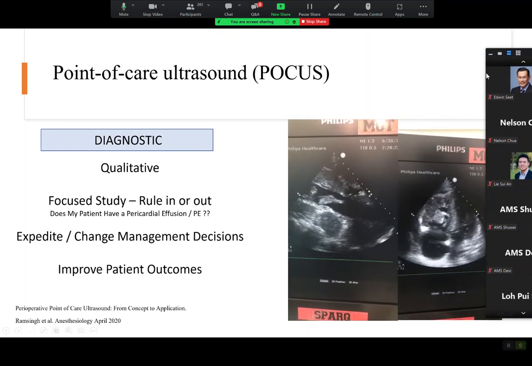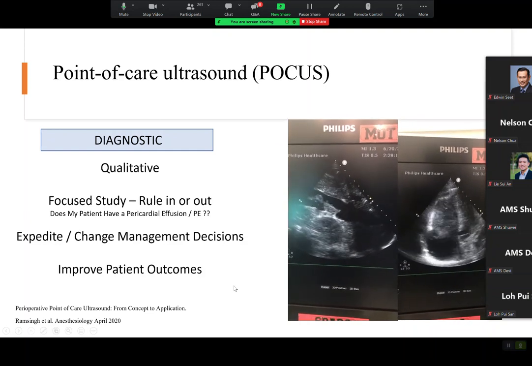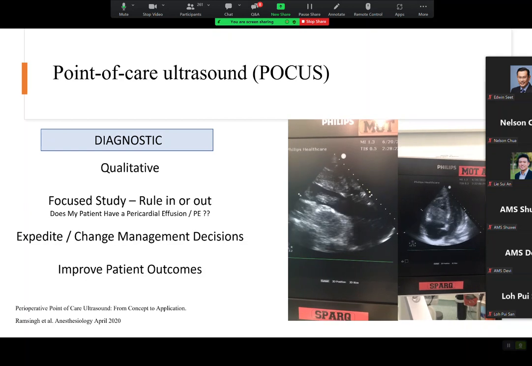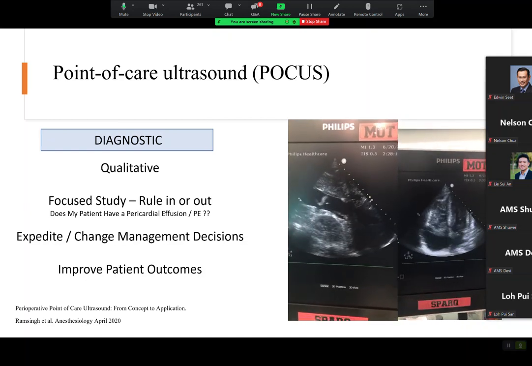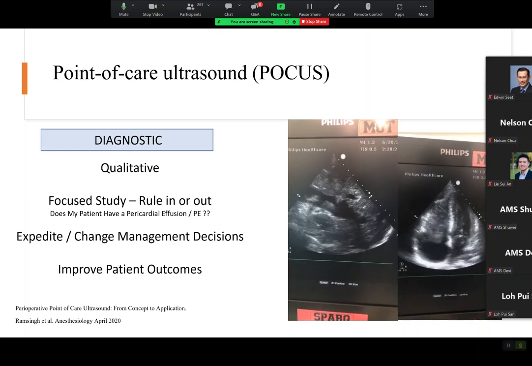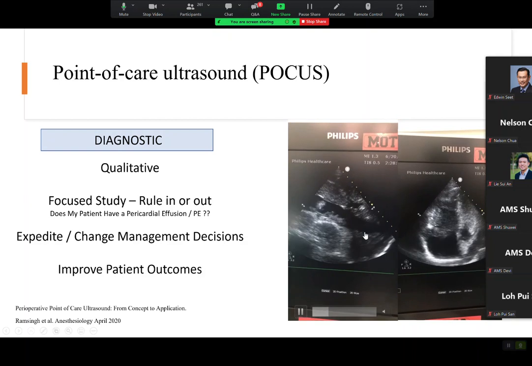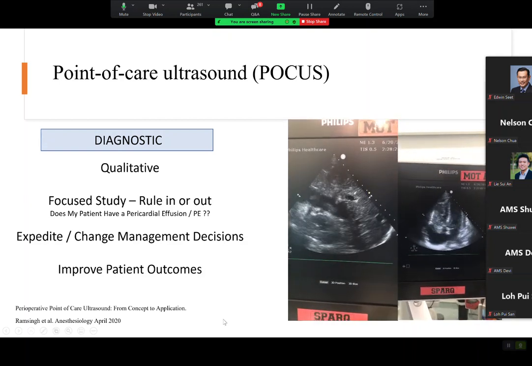Just to wake everyone up after lunch, here's an example. This was a case in NUH about 5 years ago, where the patient had a cardiac arrest on table during a cesarean section, and as you can see, we managed to make a diagnosis quite quickly within 5 minutes. You can see clot within the IVC and clot in the right ventricle as well. So it can be useful in emergencies.